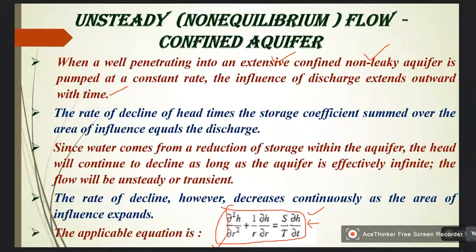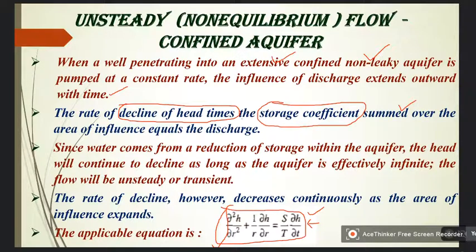So the rate of decline of head times the storage coefficient summed over the area of influence equals the discharge. So the discharge is equal to the decline in the head multiplied by the storage coefficient at any location, and it should be summed over the total area of influence. So that will be the discharge.